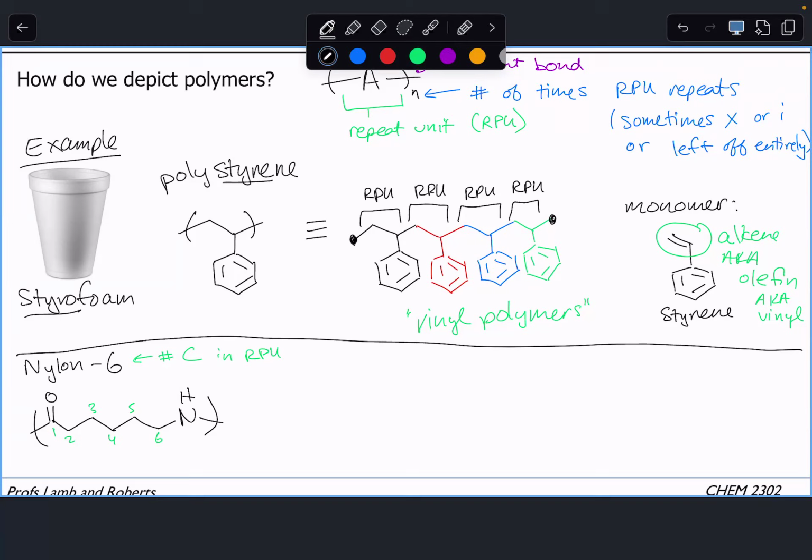And the broader structure of this, if I draw a couple of repeat units in a row: 1, 2, 3, 4, 5, 6. I'll change colors and draw another repeat unit, 1, 2, 3, 4, 5, 6. And I'll change colors and draw another repeat unit, 1, 2, 3, 4, 5, 6.